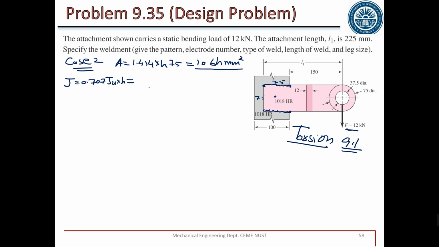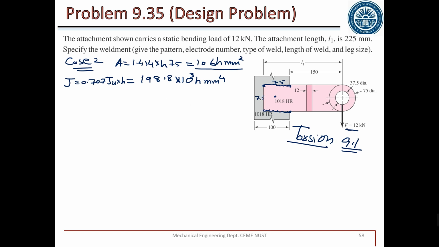For the value of J, if you go to the table, the value of J is d into 3b square plus d square divided by 6. We have all the values. We know what is d, we know what is b. In this case, it is a square, d is equal to b. We have the same value in this case. So substituting the value, we will get a value of J equal to 198.8 into 10 power 3 mm^4. We have J, we have A.